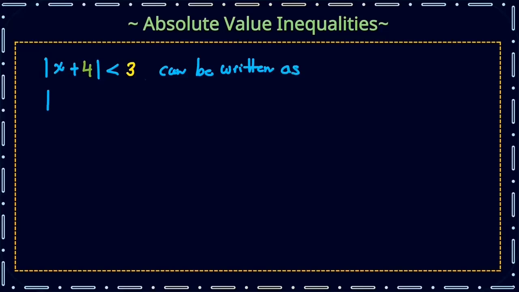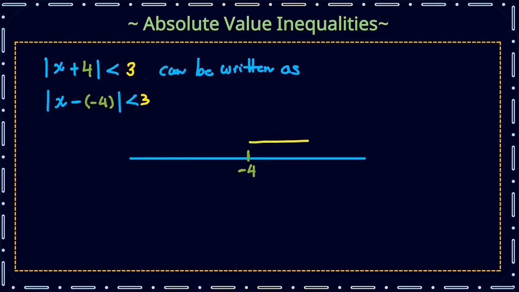We could write this as the absolute value of x, make the plus a double negative, x plus negative 4. Now we know what the center is. The center is negative 4, less than 3. So we go on to our number line, locate the center of negative 4. Since the distance is less than 3, we are allowed to go over and under by 3 units to get to the boundaries.